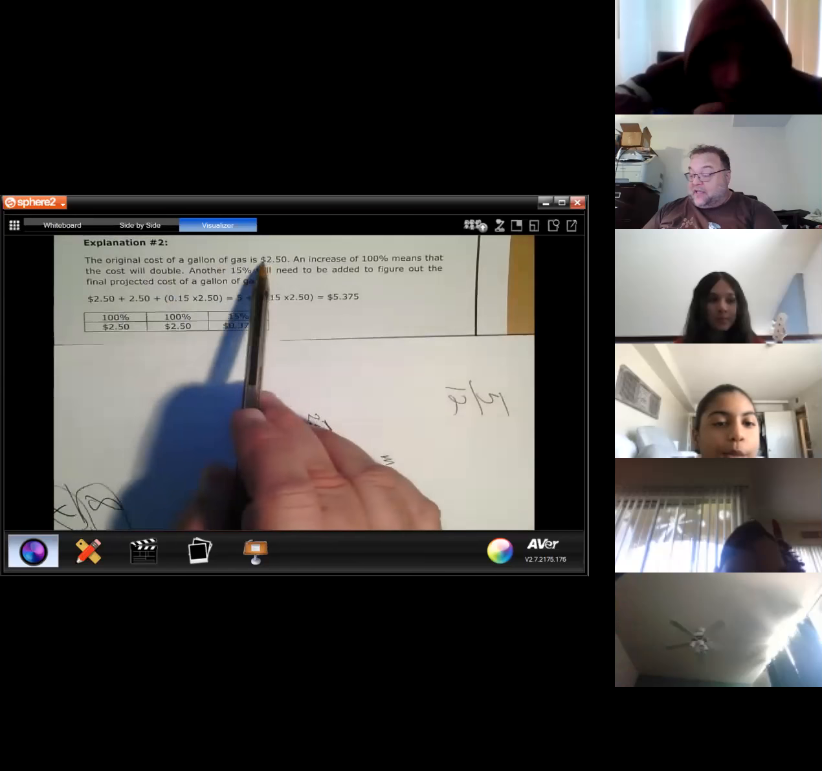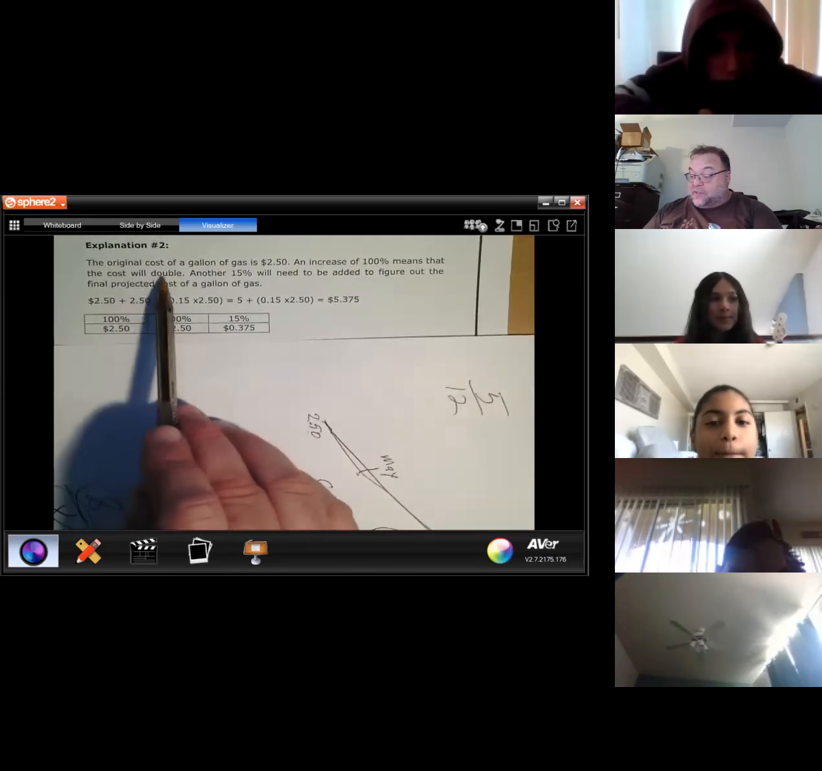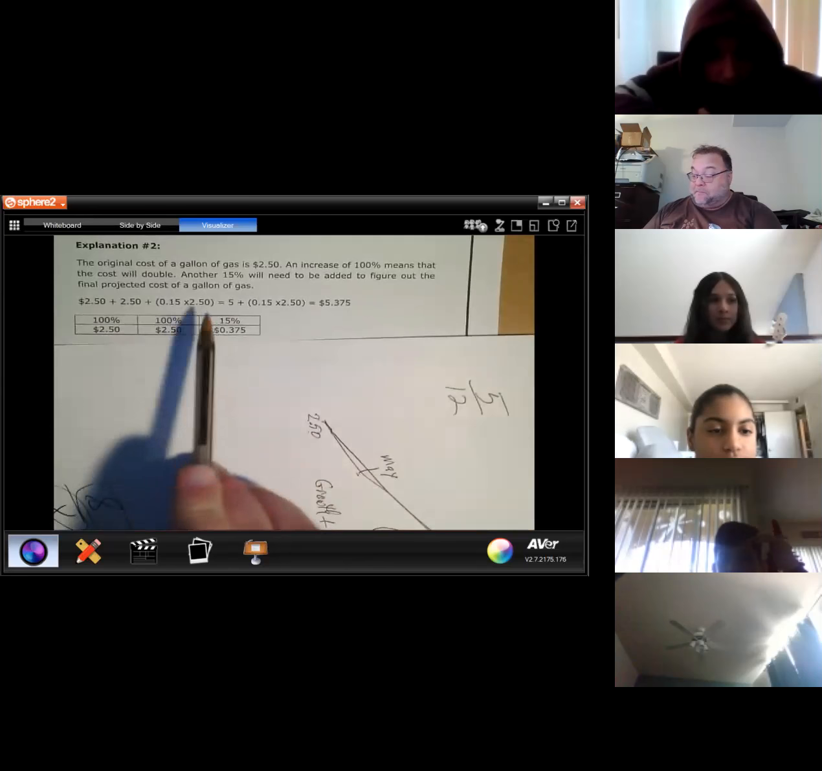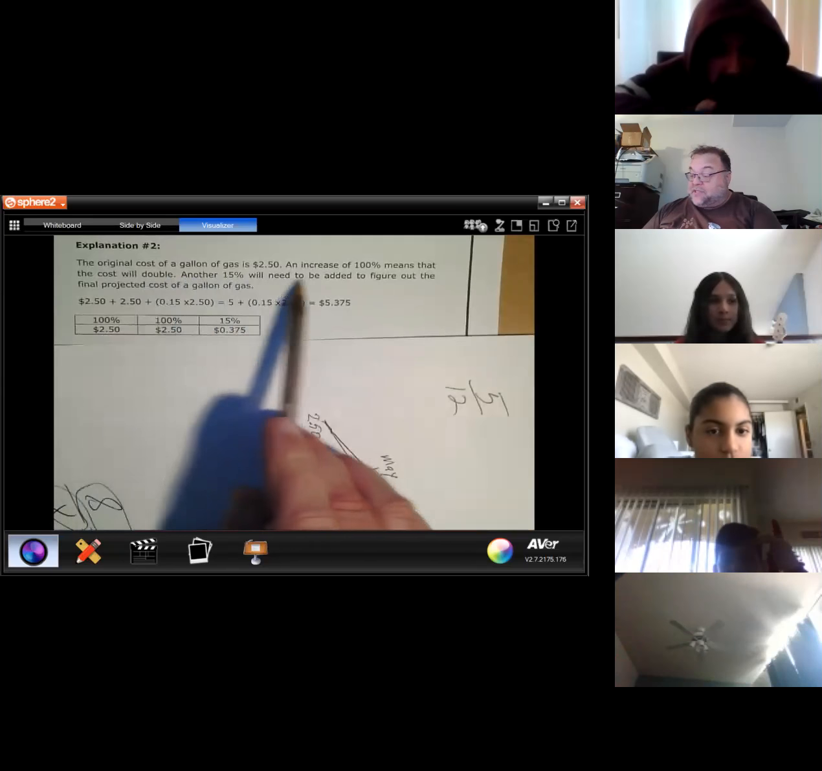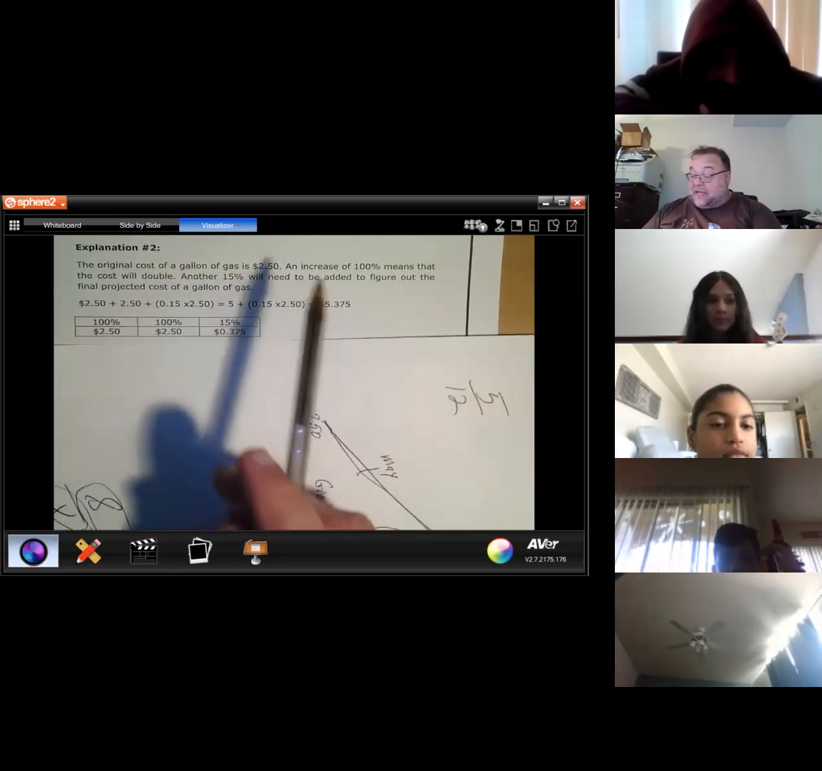The original cost of a gallon of gas is $2.50. An increase of 100 means that the cost will double. So here they've put the 100% here, right? Another 15% will need to be added to figure out the final projected cost of a gallon of gas.